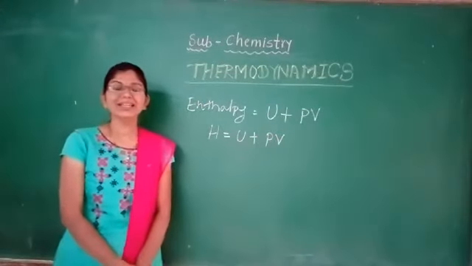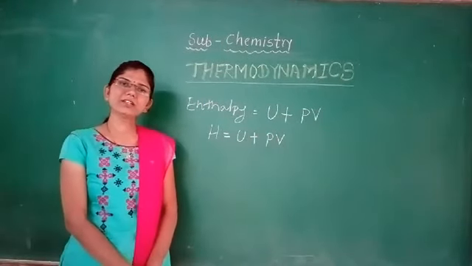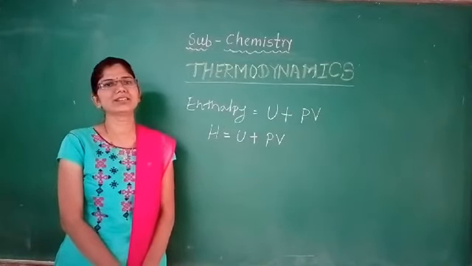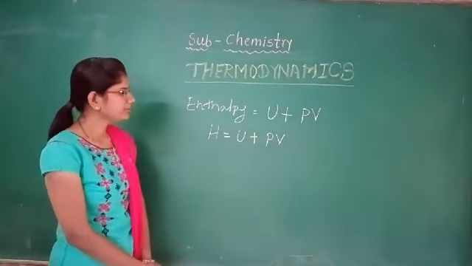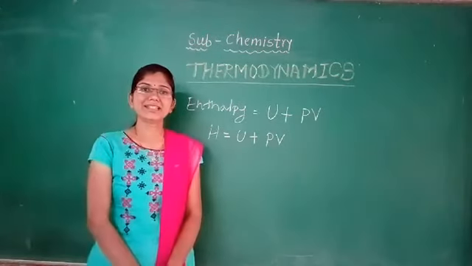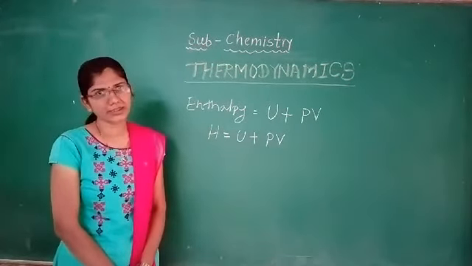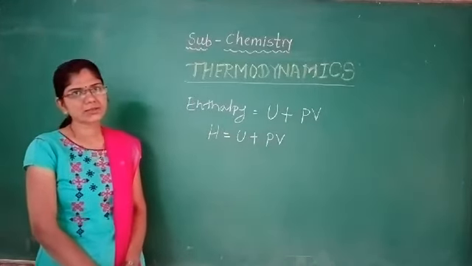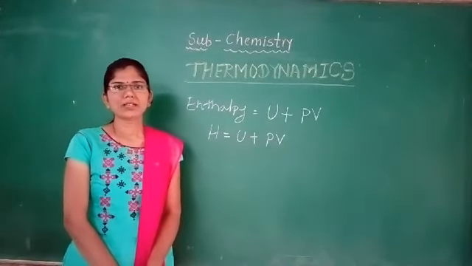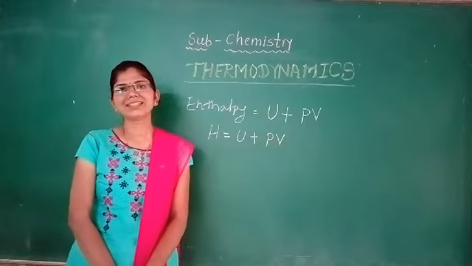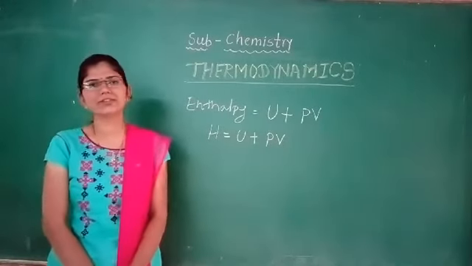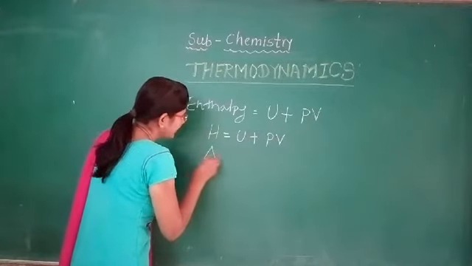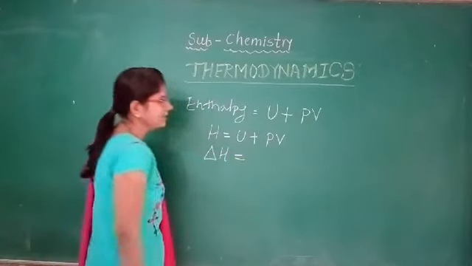And as we saw, enthalpy is a state function, meaning it depends only on the initial and final state of the system, and enthalpy is an extensive property. Extensive property means the properties of a system which depend on the amount of matter present in it, and therefore the change in enthalpy is given by delta H.